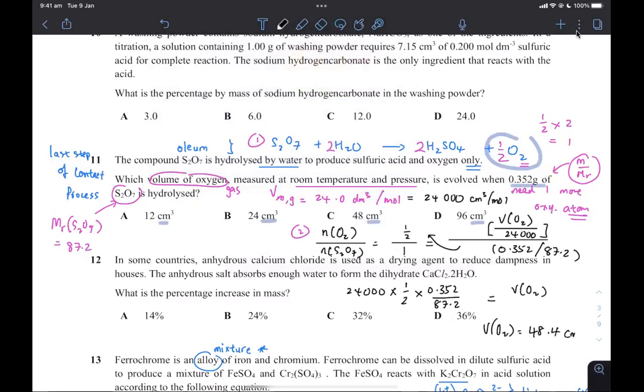This is in cm cube because I have done division by 24,000 cm cube per mole. So this is in cm cube. Do not forget your units. Value and units are very important in calculations. The answer will be C then.